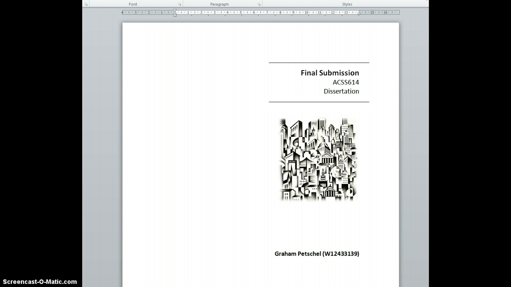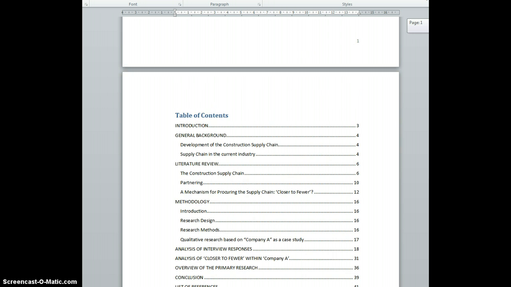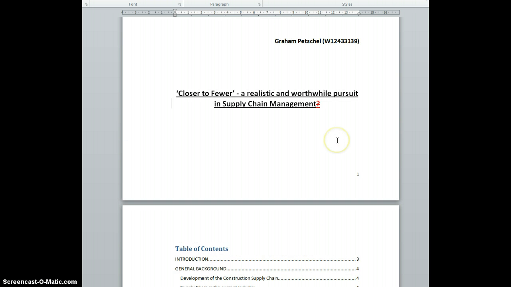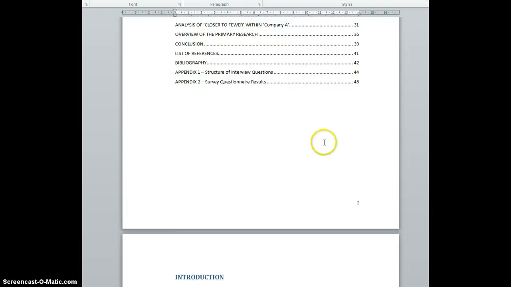First of all, on page one, let's just bring this down. I'm not particularly happy about the idea of a question as a title for something, so I've got rid of the question mark and just called it Closer to Fewer. I made it a statement, that's all. So that's the first thing.